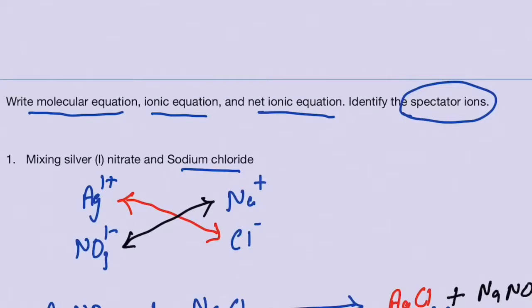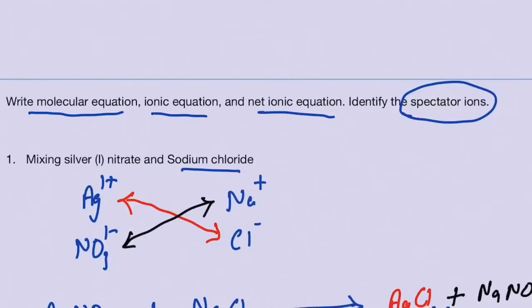Now, once you have predicted your products, you want to go back and make sure your reaction is balanced. All right, let's look at the silver. We have 1 silver on the reactant side and 1 silver on the product side, so that's fine. We have one sodium on both sides. Seems like this reaction is already balanced.